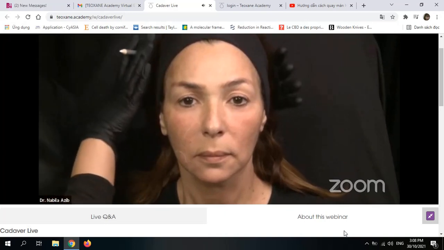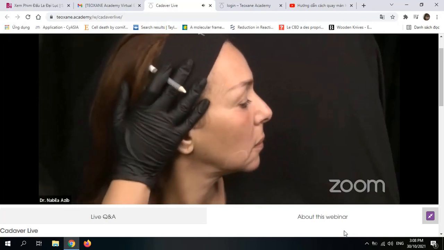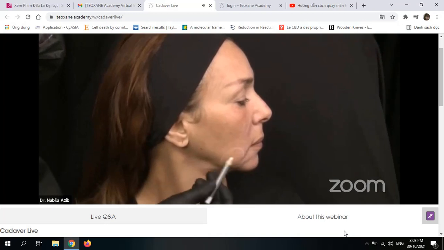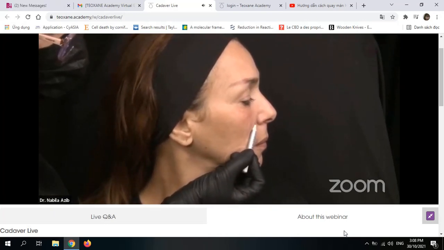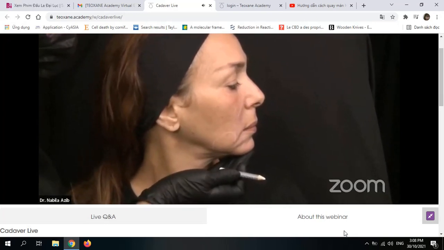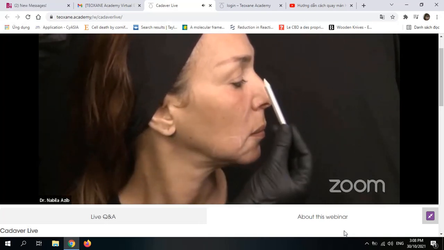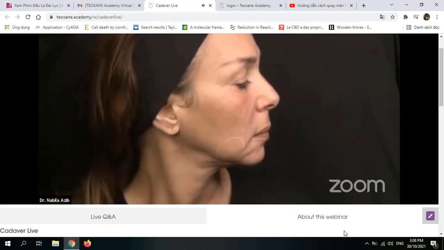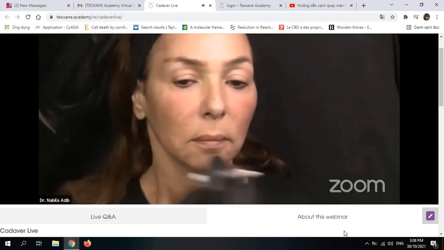Now, if we look at her on the profile view, we have to think about harmony and balance. And as you can see here, if we improve the projection in her mid-face here, we will have also to think about projecting the chin to have a better harmony with her nose and the lips. So we will need also some projection in the chin.